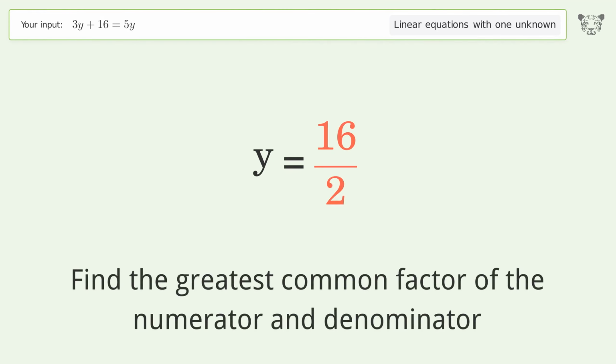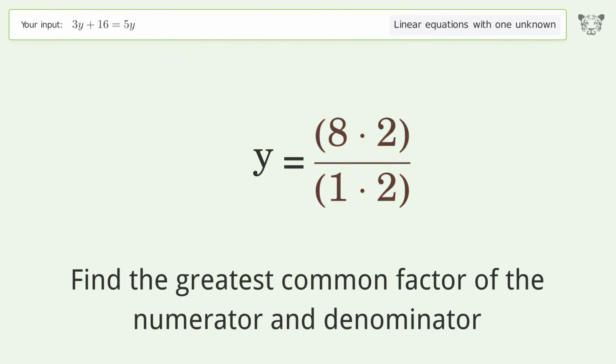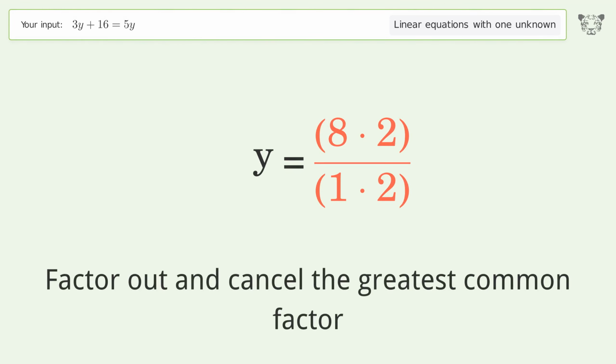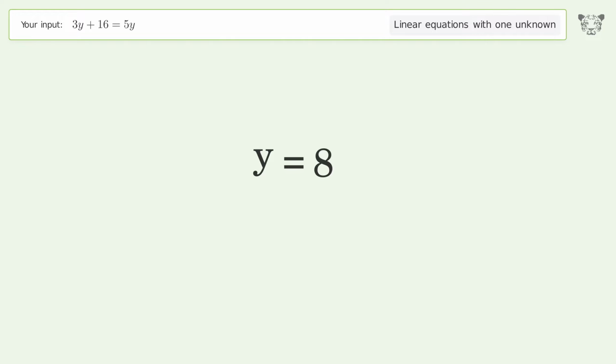Find the greatest common factor of the numerator and denominator. Factor out and cancel the greatest common factor. And so the final result is y equals 8.